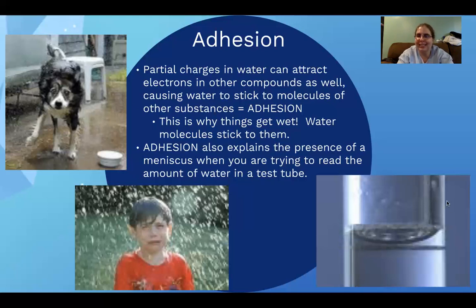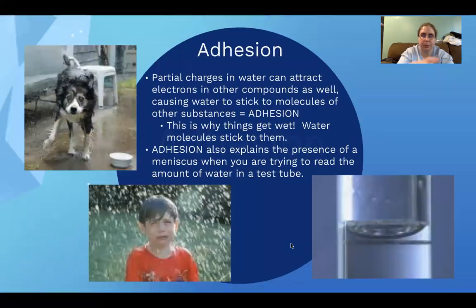The water is simply stuck to the sides of the graduated cylinder. So it's not actually going up that high in terms of the volume. The volume is down here at the bottom. But some of the water is simply stuck due to hydrogen bonds between the actual water molecules and the graduated cylinder.